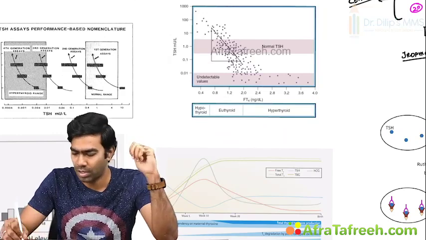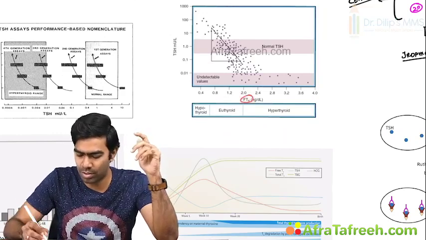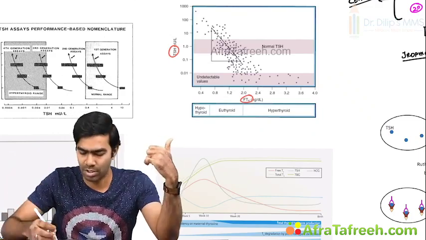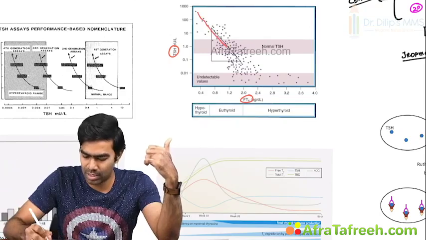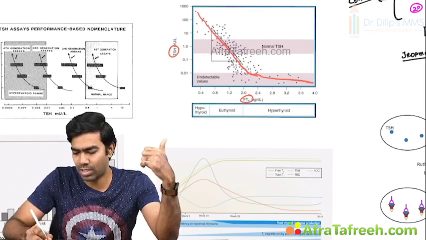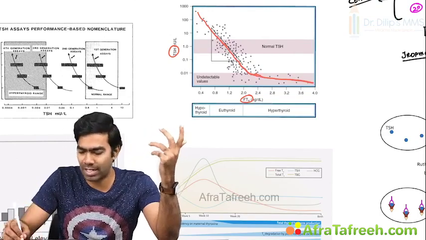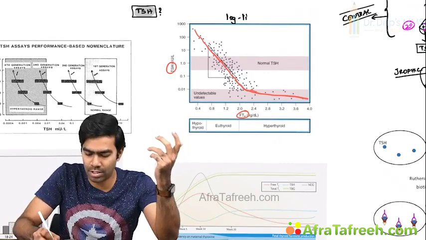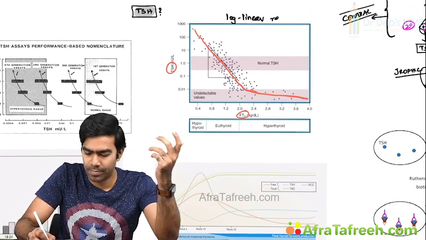Clear? So this graph shows the plotting between the T4 levels and the TSH. What you are seeing is a curve like this. Clear? What this curve shows is the fact that T4 and TSH have something called a log linear relationship.